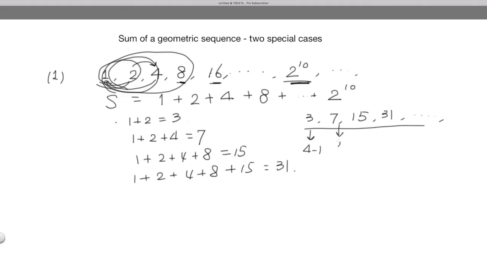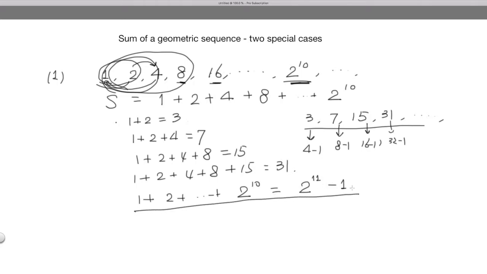So you see this 3 is the next term 4, 4 minus 1. 7 is the next term 8 minus 1. 15 is the next term 16 minus 1. 31 is 32 minus 1. So it's always the next term minus 1. So you can guess 1 plus 2 plus all the way to 2 to the 10 equals what? It's going to be the next term, which is 2 to the 11 minus 1. Okay? And that's perfectly fine.